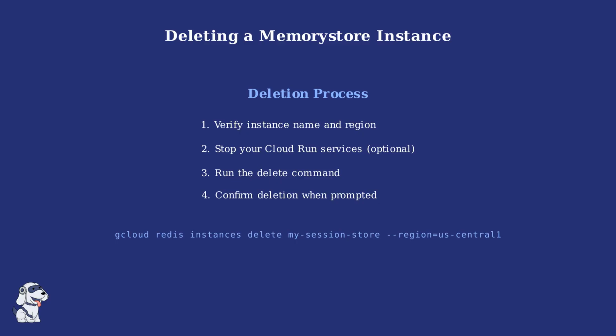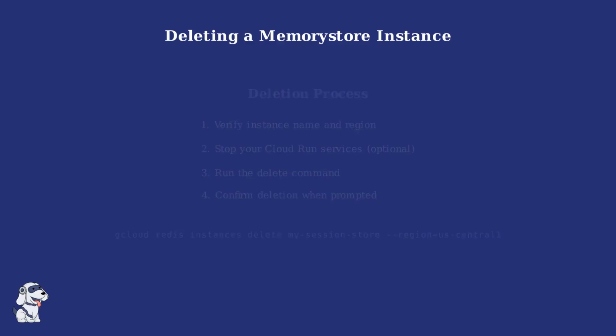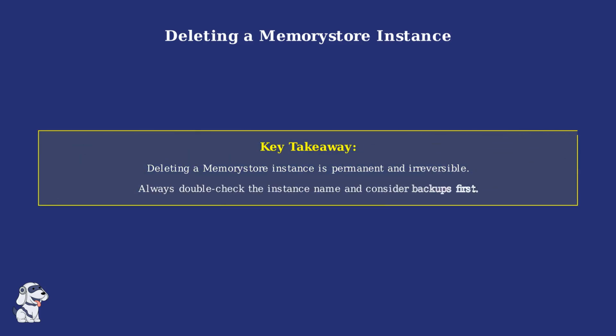First, verify your instance name and region. Optionally, stop your Cloud Run services to prevent connection errors. Then, run the delete command and confirm when prompted. Remember, deleting a memory store instance is permanent and irreversible. Always double-check the instance name and consider whether you need any backups before proceeding with the deletion.